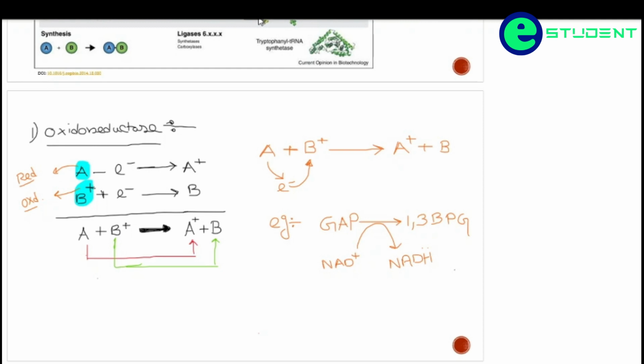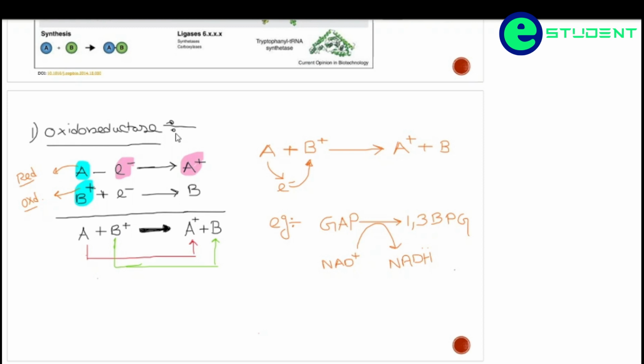After that, by leaving an electron, A now becomes A plus. Here A is oxidized from its reduced condition, whereas B plus, which was in its oxidized state, now takes the electron which was left by A, and B plus is now reduced to B. So this is an oxidation-reduction reaction which is mainly catalyzed by the oxidoreductase enzyme.